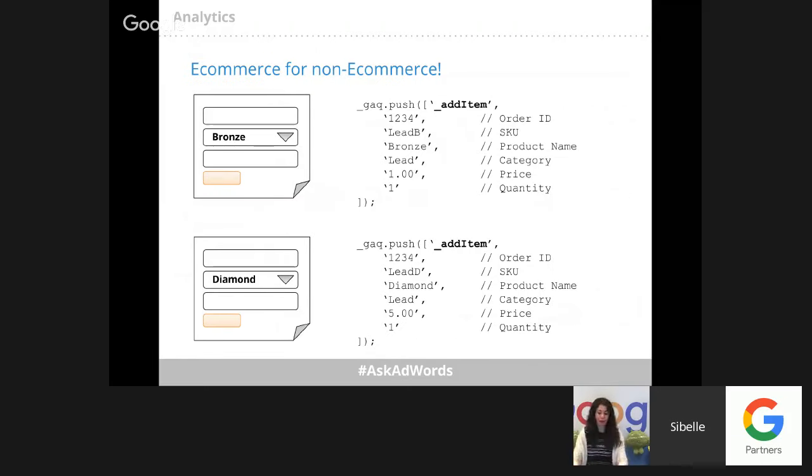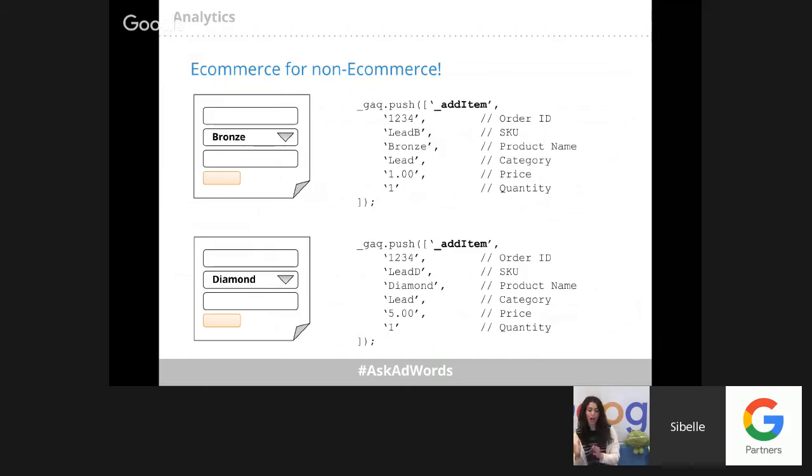And the last part about e-commerce tracking is to track non-e-commerce. So we can use e-commerce tracking to track non-e-commerce. Let's say you have different kinds of leads coming from the same form. For example, you have one form, and in that form you have bronze and diamond. So people are interested in purchasing, or knowing more about, or signing up for bronze, and other people are interested in purchasing diamond.